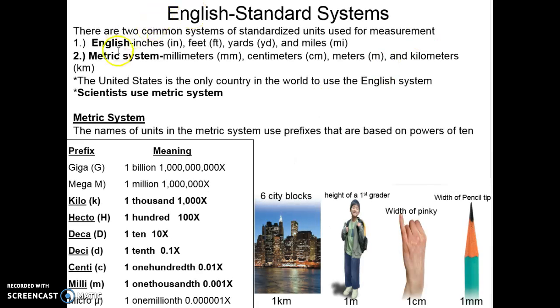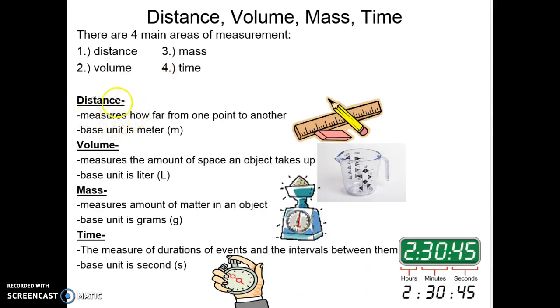So again, you have the two systems. You have the English and the metric. You're more familiar with the units in the English system. Metric system we will be using in this class. So millimeters, centimeters, milligrams, milliseconds. Remember, anything that has a prefix in front of any one of the base units. So for distance, it's meter, volume, liter, mass is grams, time is seconds. You know that it's going to be in the metric system.